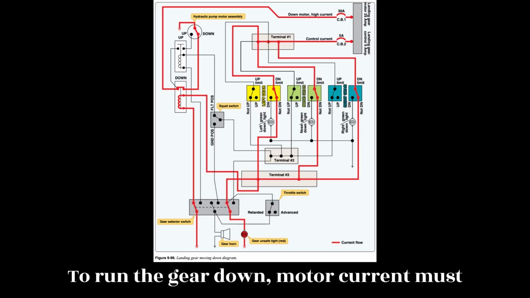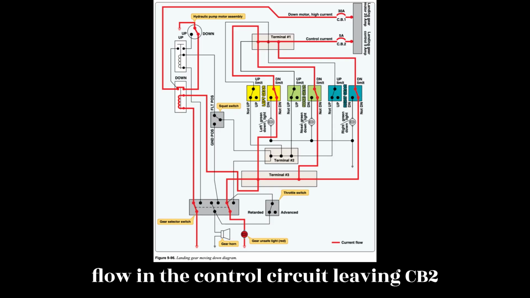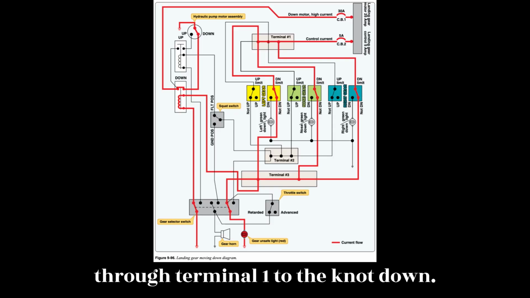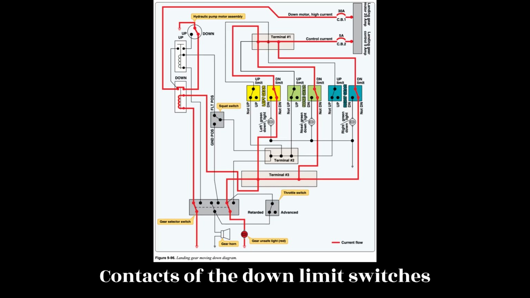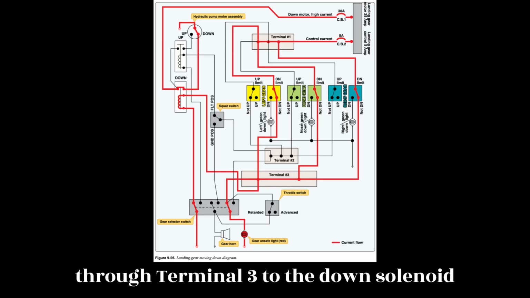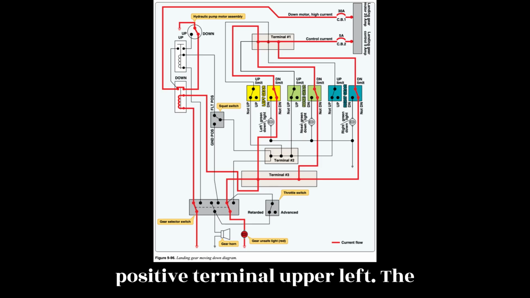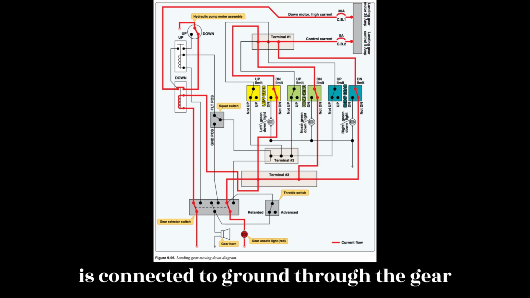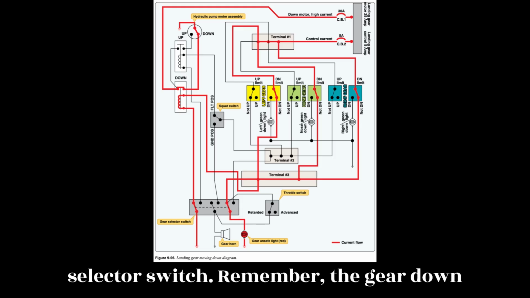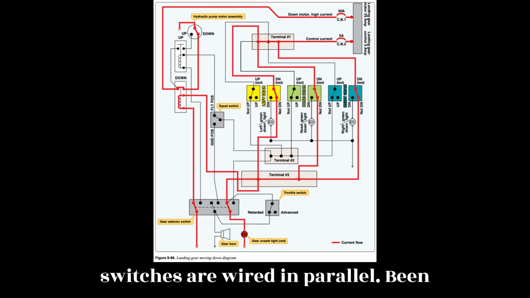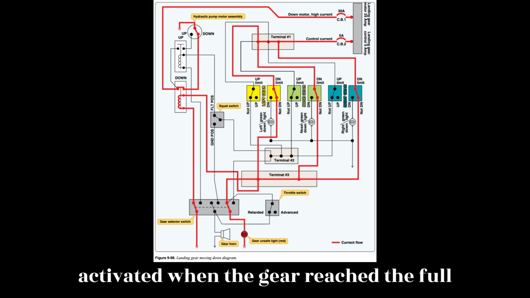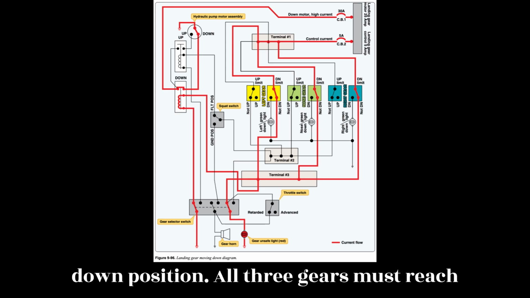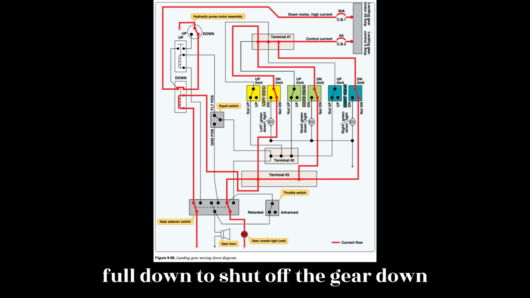To run the gear down motor, current must flow in the control circuit leaving CB2 through terminal 1 to the not down contacts of the down limit switches, through terminal 3, to the down solenoid positive terminal, upper left. The negative side of the down solenoid coil is connected to ground through the gear selector switch. Remember, the gear down switches are wired in parallel and activated when the gear reaches the full down position. All three gears must reach full down to shut off the gear down motor.